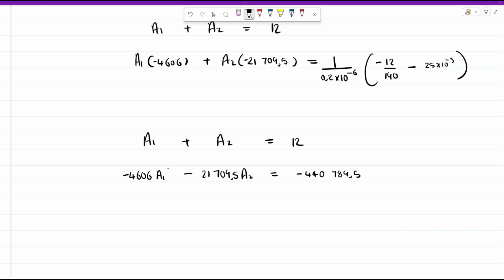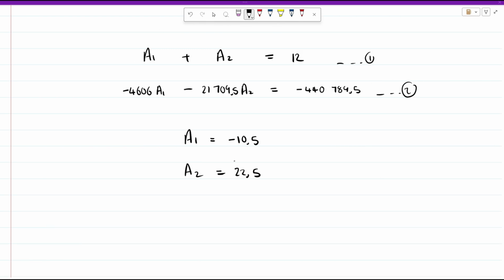After simplifying the second equation, this is what we have. We have equation 1 and then equation 2. Just to save time, you can plug this into your calculator. And we found that A1 is equal to minus 10.5 and A2 is equal to 22.5.